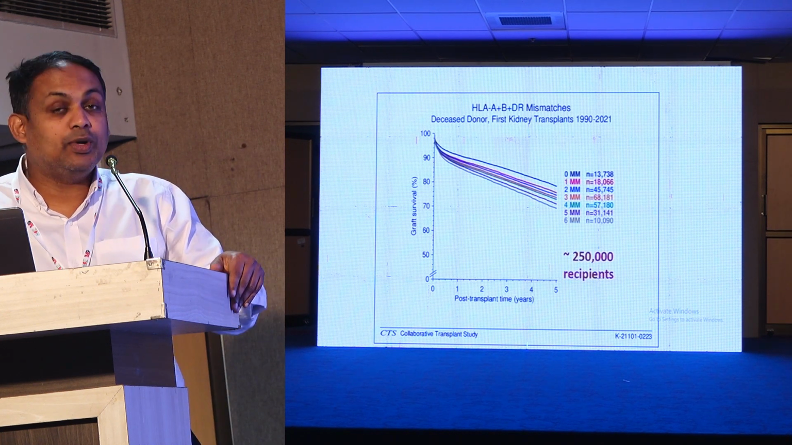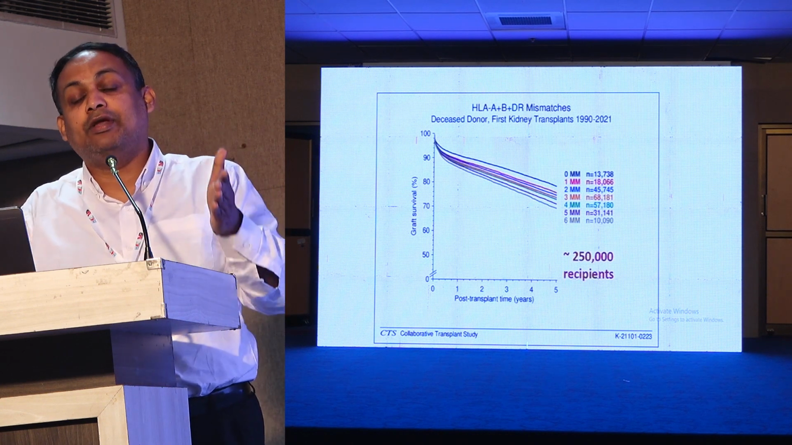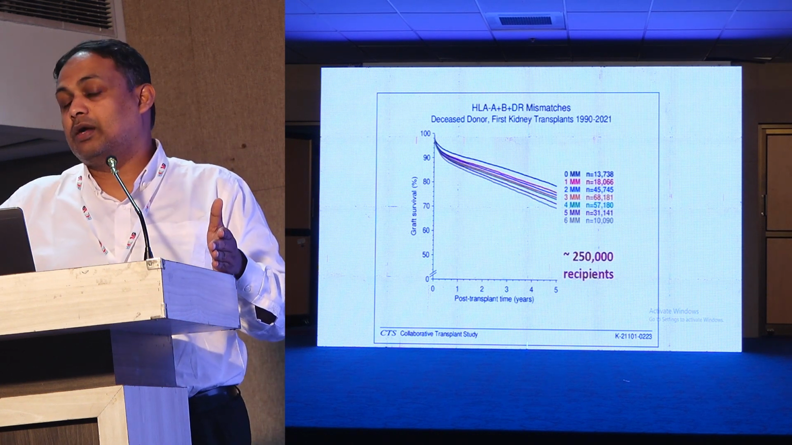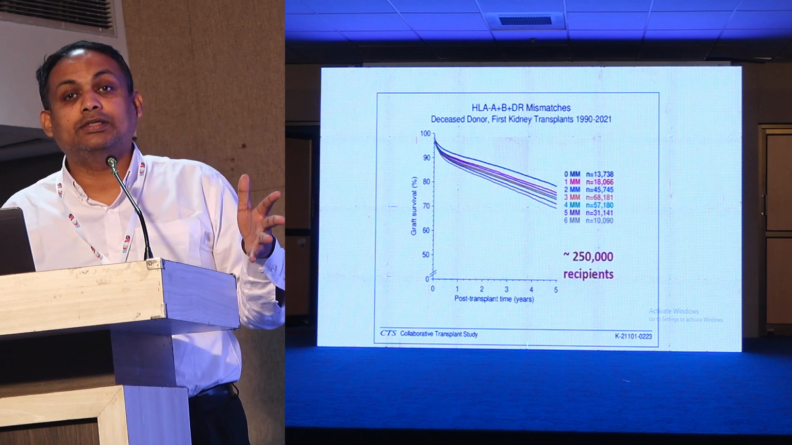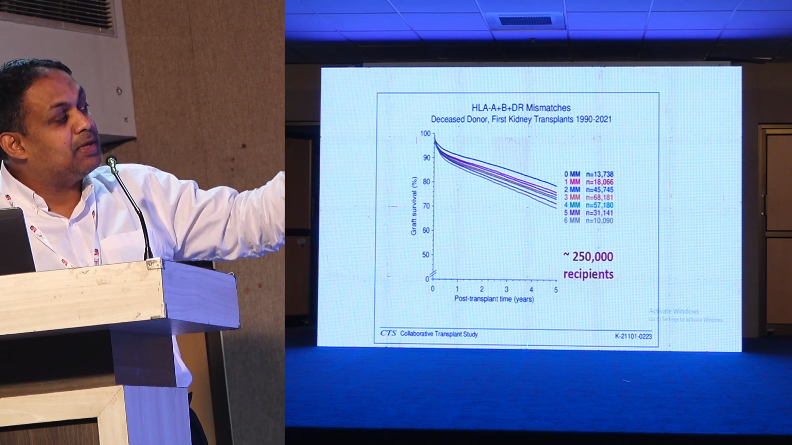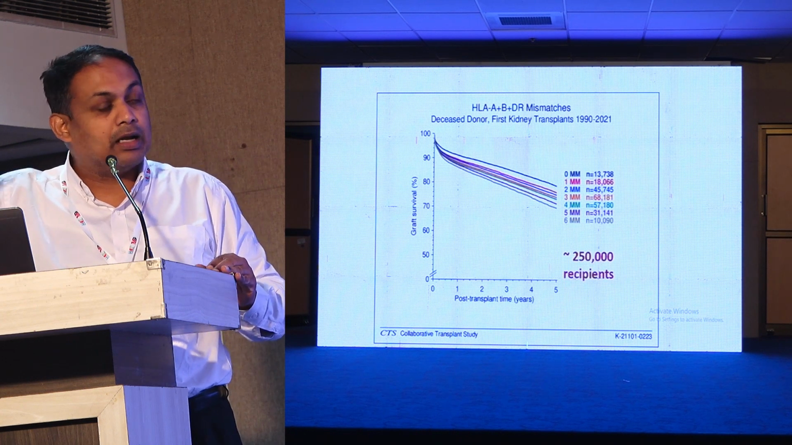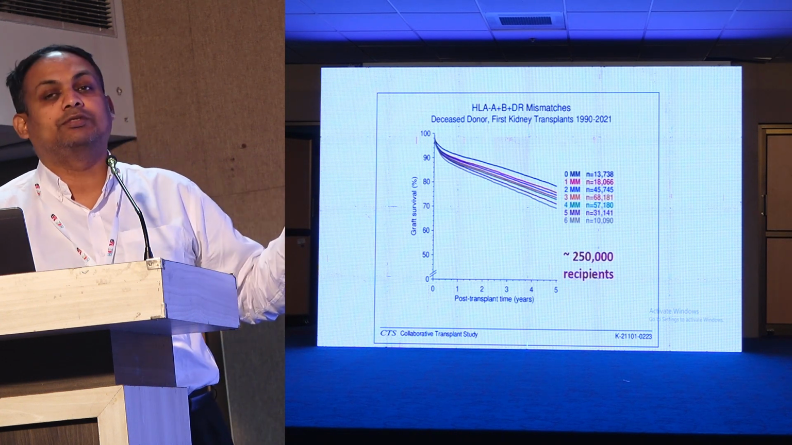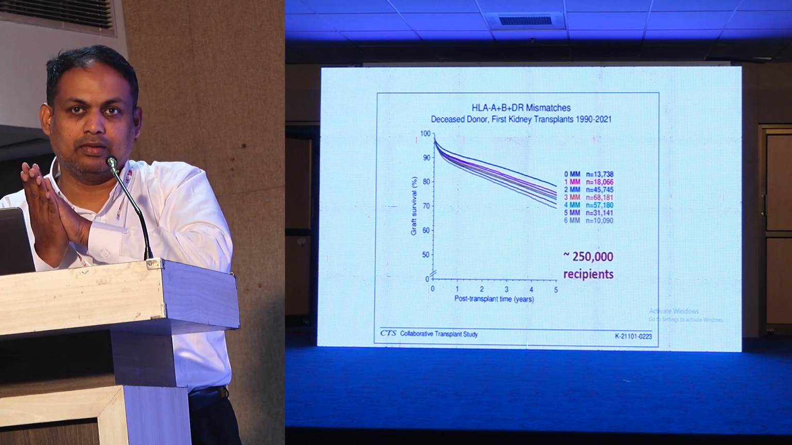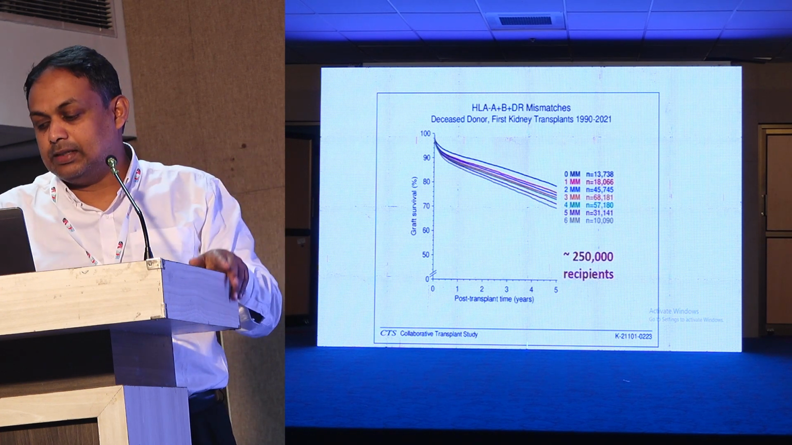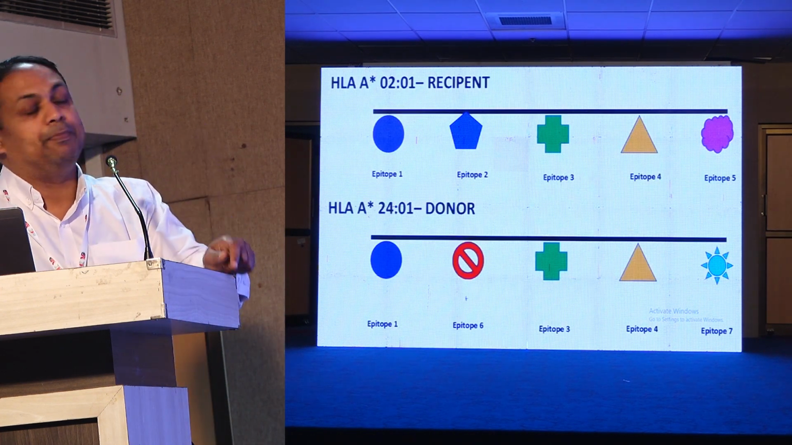But suppose at Nizam's every year they do 100 transplants. After 10 years, you look at 1,000 patients. I bet that 0 mismatch might be the one graph that is up there, or I can bet that 1 to 6 mismatches will all be one line. We will not be able to appreciate the differences. Here is where the epitopes can help.